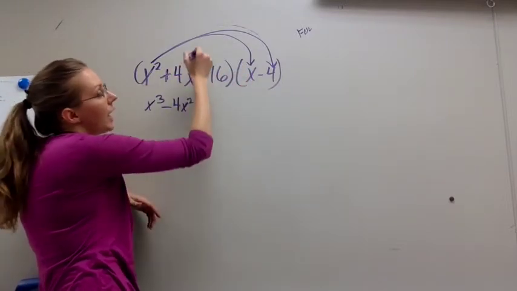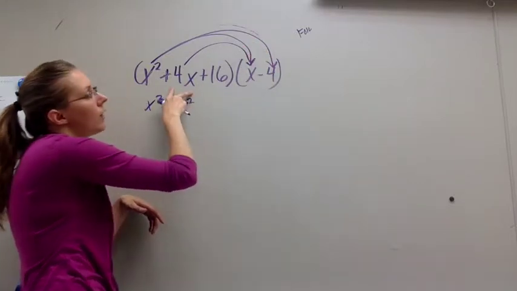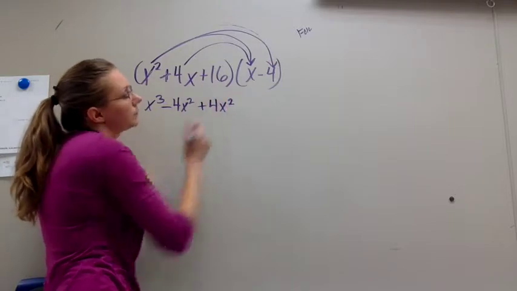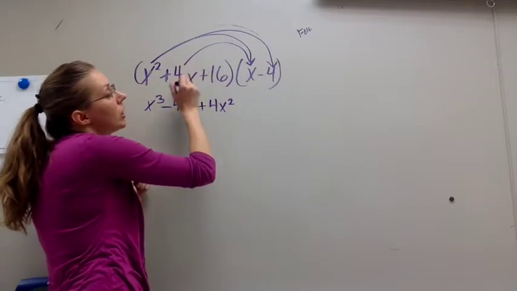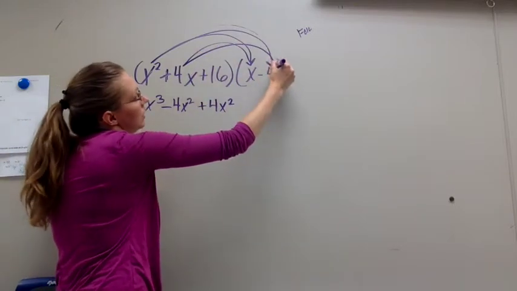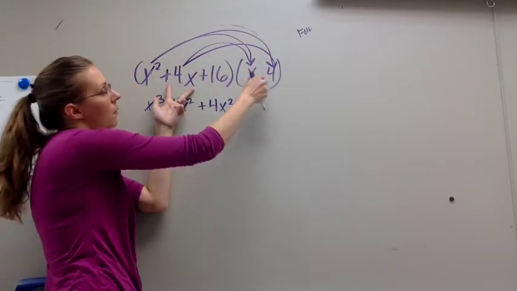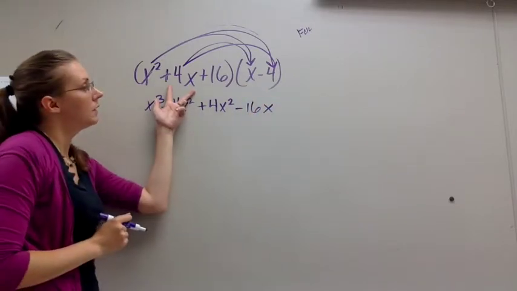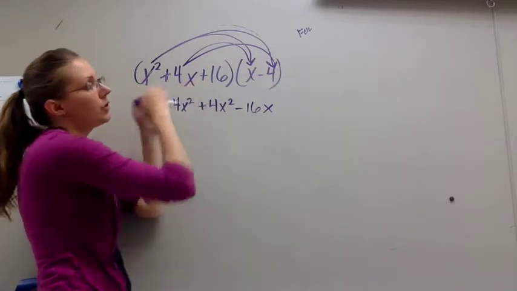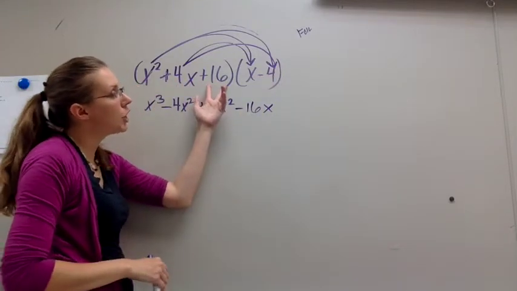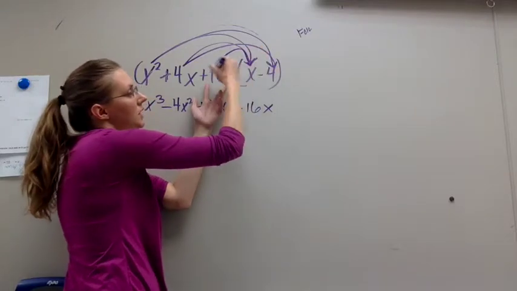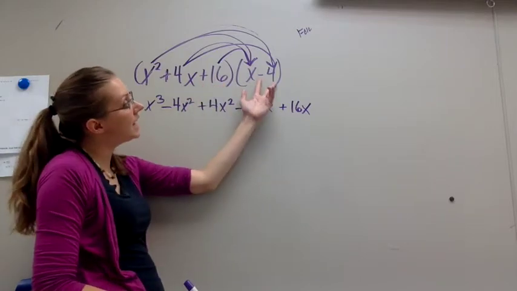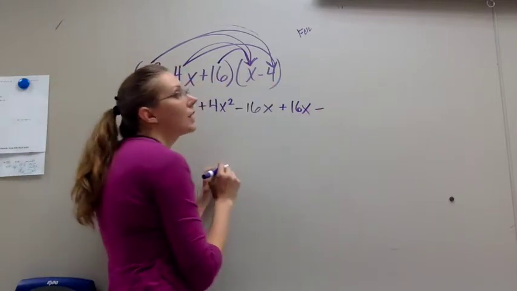I have positive 4x. I'm going to send it to x. So 4x times x is a positive 4x squared. Now I have to send this chunk also to this piece. 4x times negative 4. So 4 times negative 4 is negative 16x. I have no other pieces to send this to, so now I'm done. I'm going to go to my third chunk, and I'm going to send this to my first piece. 16 times x is a 16x, and 16 times negative 4 is a negative, I feel like I just did this, 64.